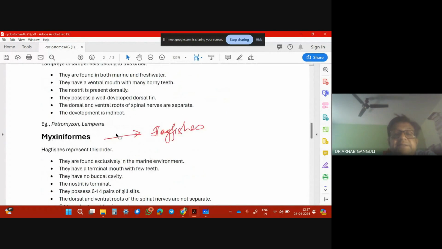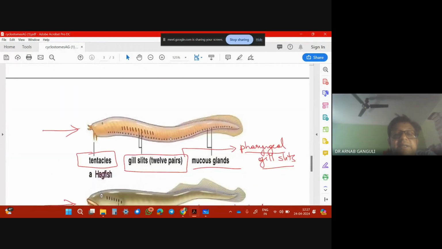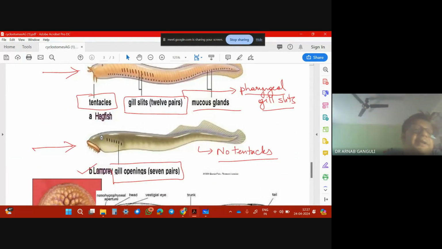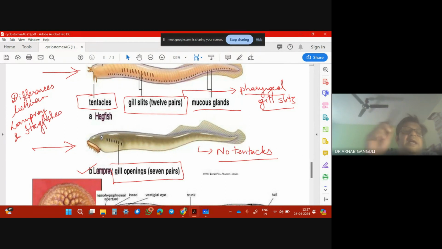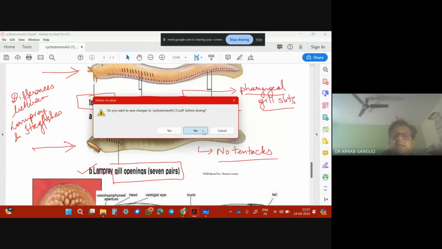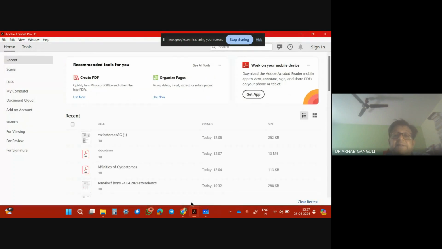And the differences, what is written, are highlighted over here. Hagfishes. Now, after this, let us go to the next part, which is affinities of cyclostomes.